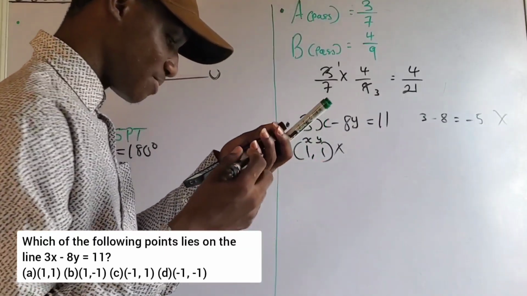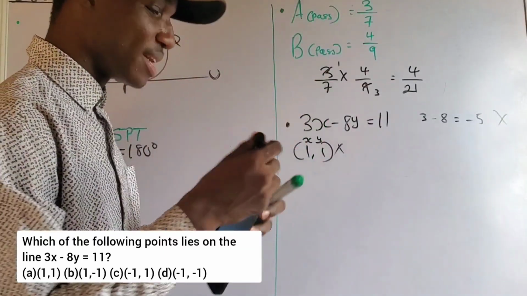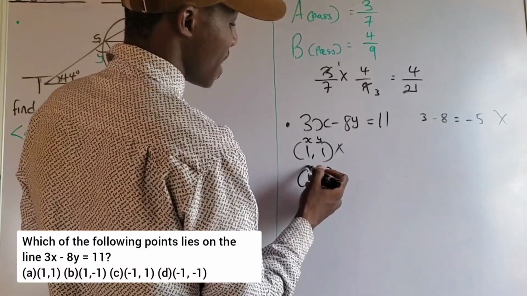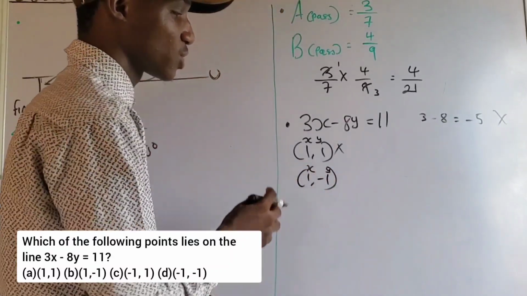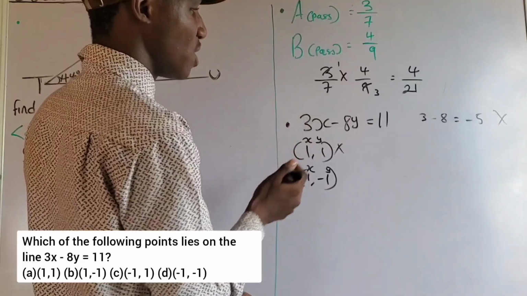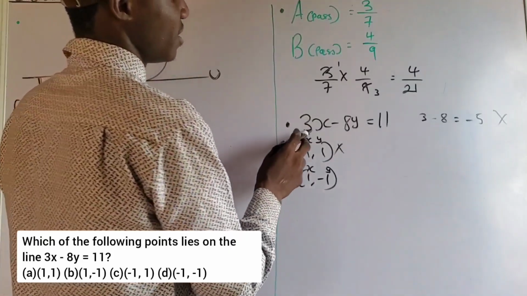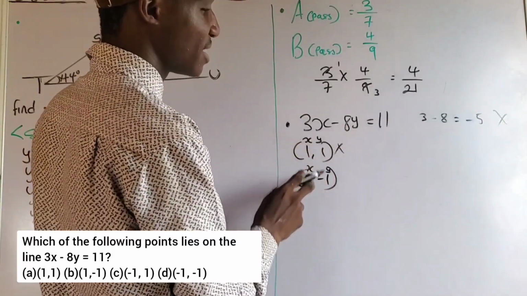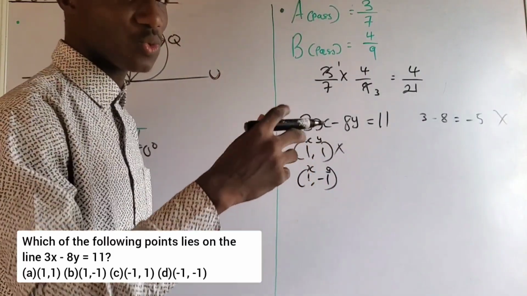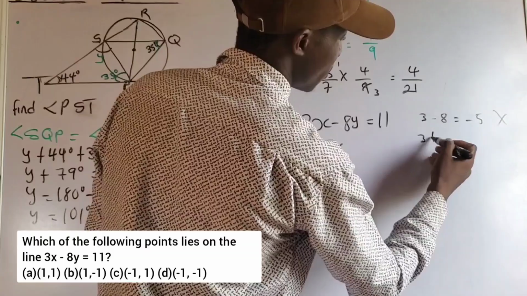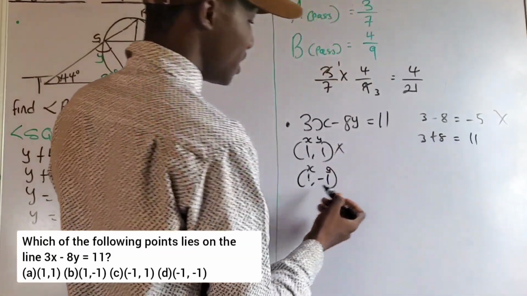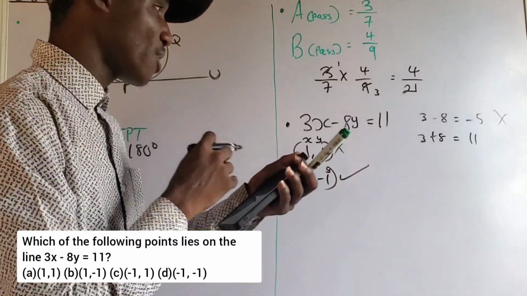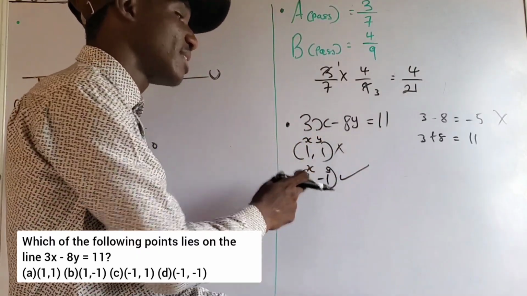Now option B, we have 1 comma negative 1. If x is 1 and y is negative 1, let us substitute the values into this equation. 3 times 1 is 3. Then negative 8 times negative 1 is positive 8. That is 3 plus 8, which will be 11. So option B satisfies the equation. Hence, the point that lies on this line is 1 comma negative 1.